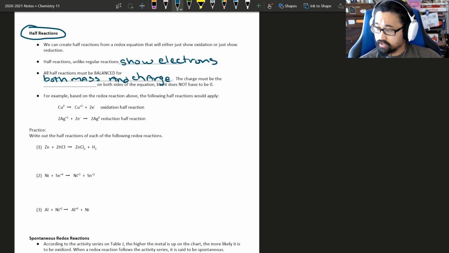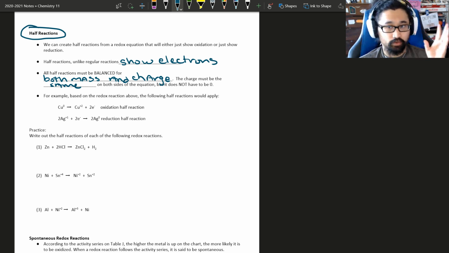The charge has to be the same on both sides of the equation. It just doesn't have to equal 0. So it could be like +1 on one side and +1 on the other side, or it could be -4 on one side and -4 on the other side. They just have to be the same. It doesn't have to be 0 on one side and 0 on the other. It just has to make sure that it's the same on both sides.